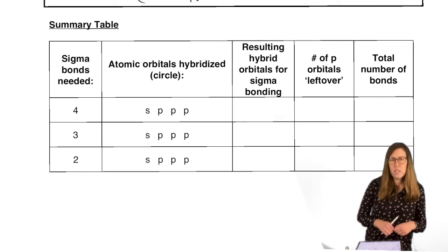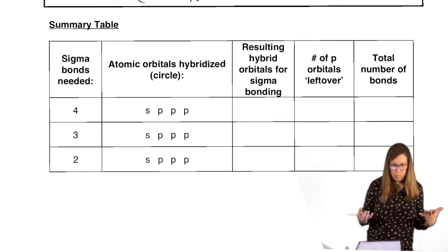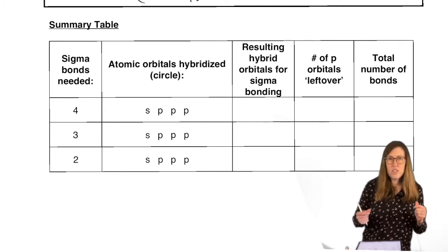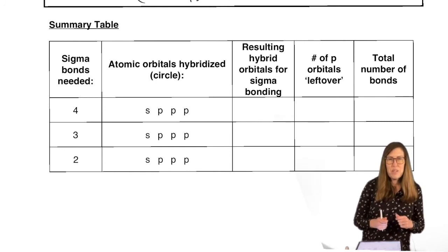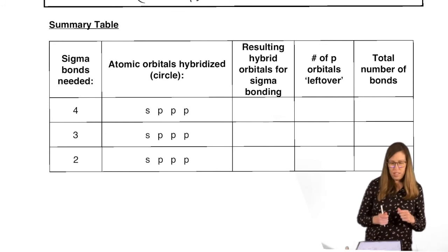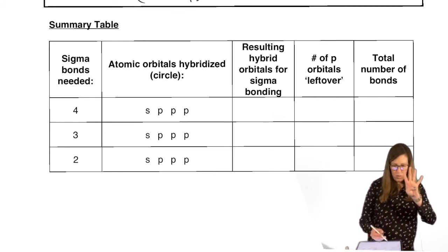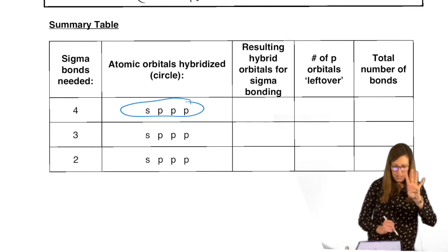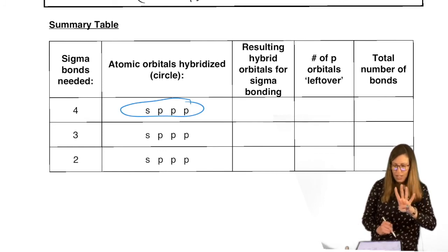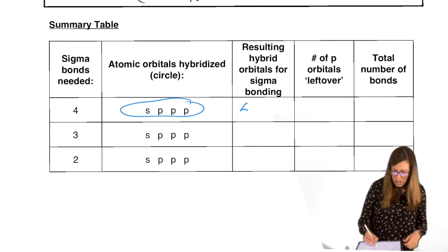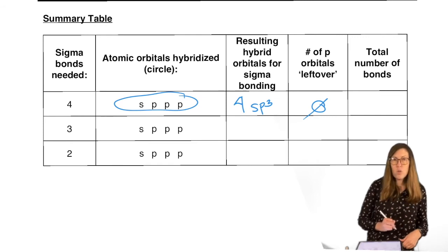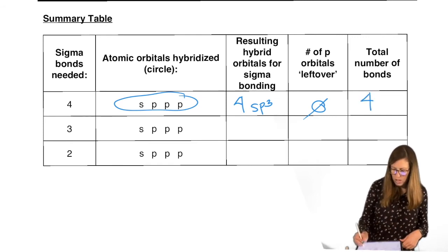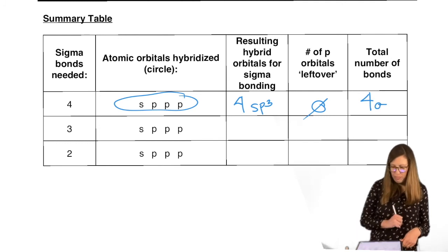All right, here's a quicker summary table than the other one, but it's the same idea. Just because we want to be fast with this. Want to be doing this in your sleep. In other words, we approach an atom in a larger molecule and we see it needs 4 sigma bonds. Then what do we say? Okay, it needs it all. If it needs it all, resulting hybrid orbitals, 4 sp3. Number of p orbitals left over, 0. Total number of bonds, always 4. But let's be specific, 4 sigma.